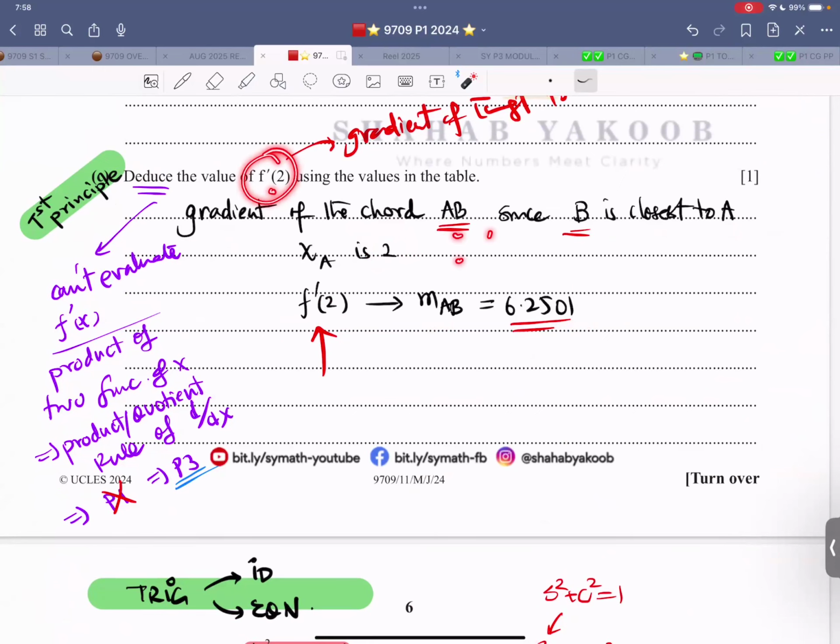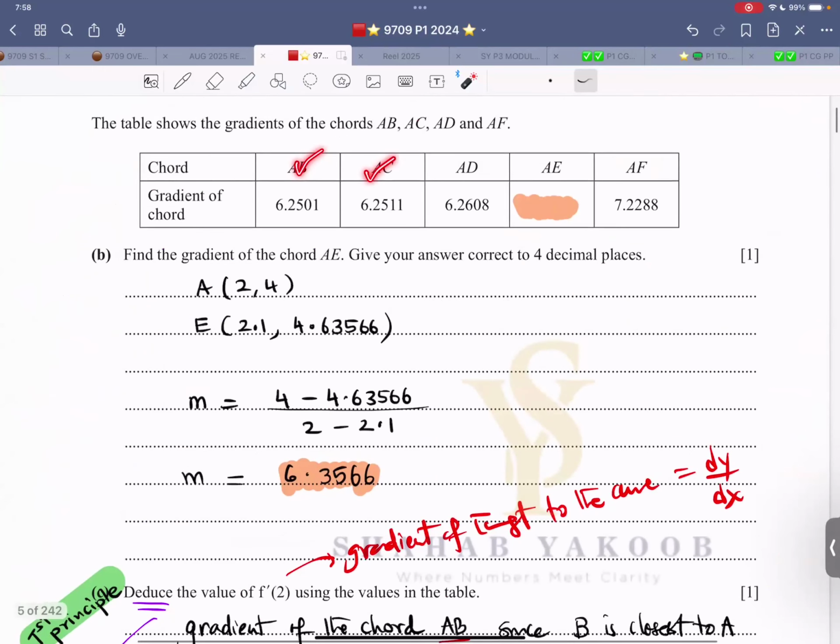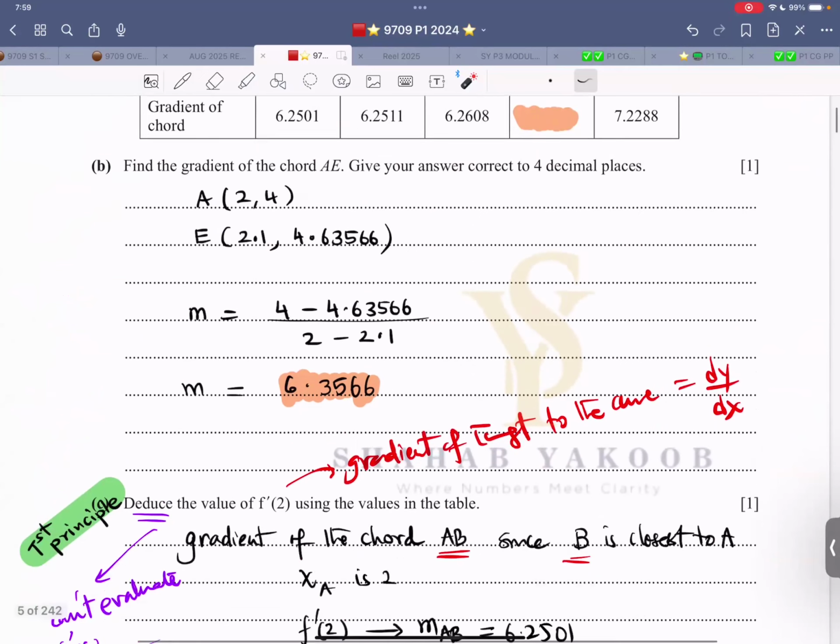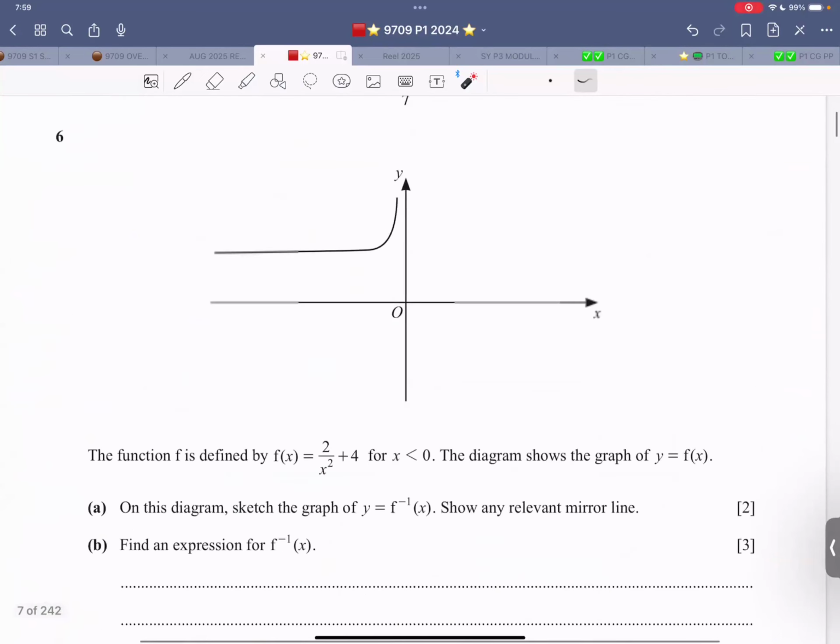That is why we chose AB, because we have AB, we have AC, AD, AE, AF. So this one was the closest. All good, all clear. So that is one question.